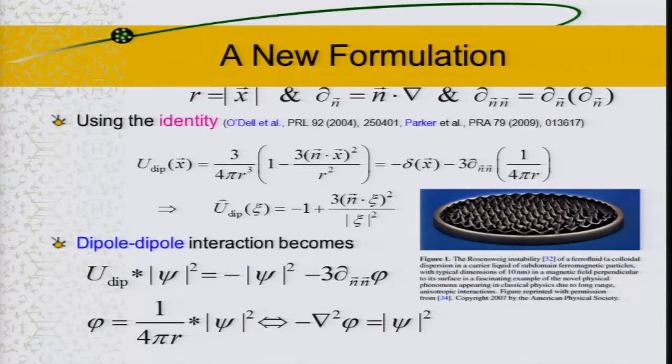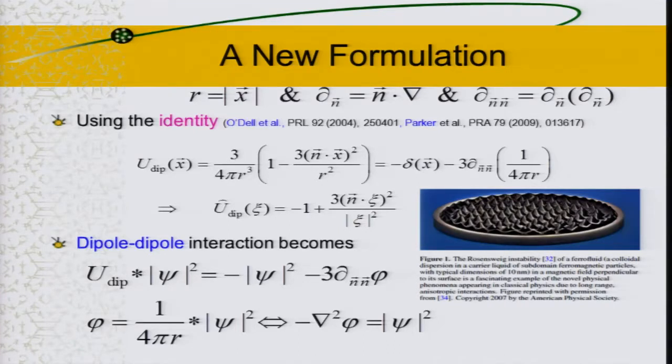I show you one technique. You can say if we define r equal |x|, and d_n, remember n is a unit vector in R3, so d_n you can think of as a directional derivative, and d_n equals this one. Then this U dipole can be decomposed into minus the Dirac function, minus 3 d_nn, 1 over 4 pi r. r is this one in R3. So this gets this Fourier transform, and U dipole hat is very simple from this one.